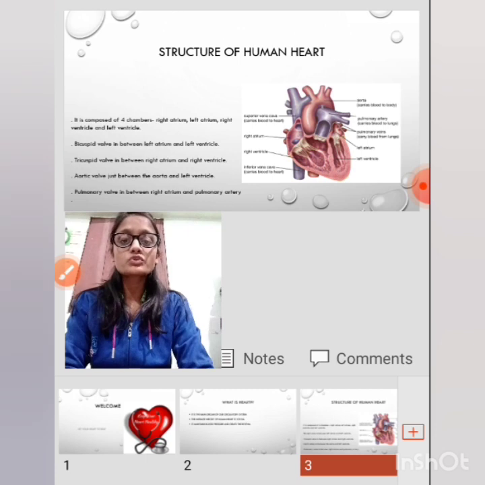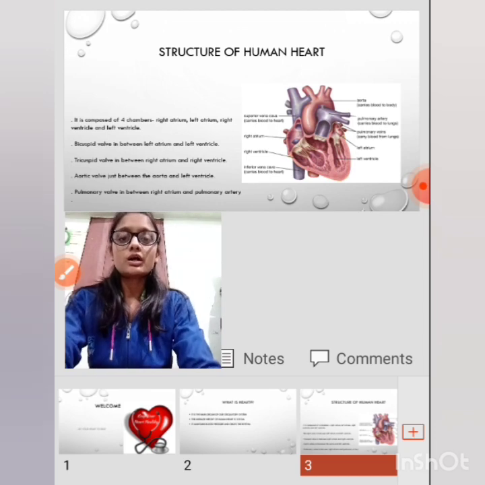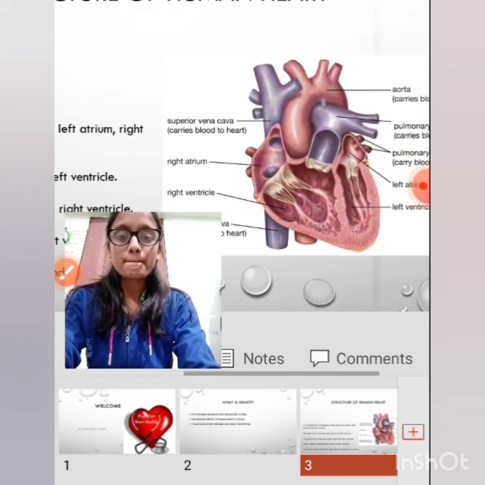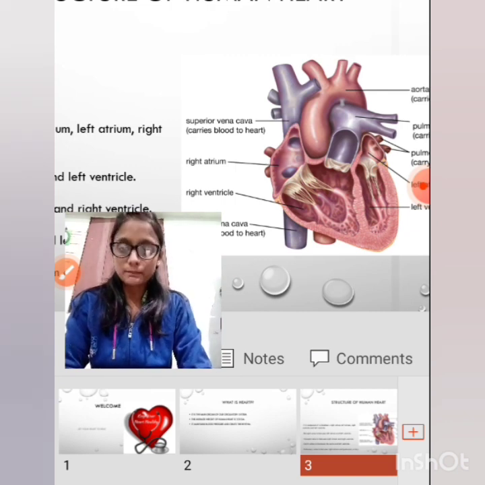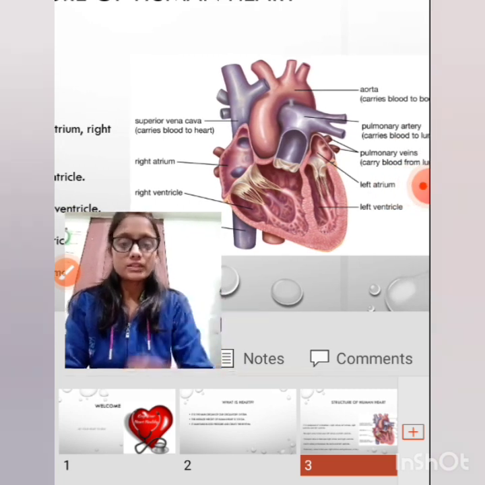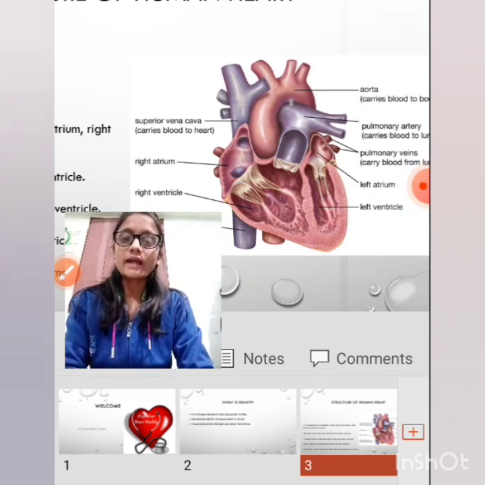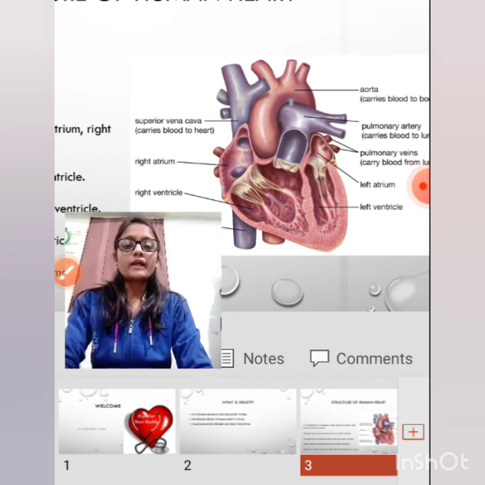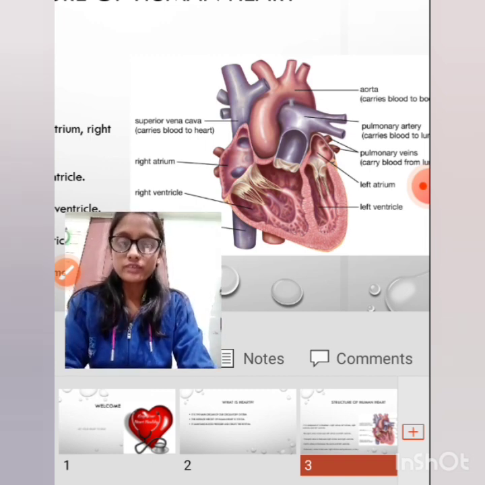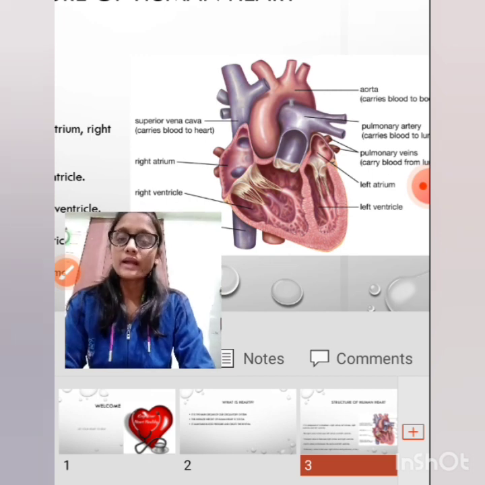Next comes the most important topic, that is the structure of the human heart. Okay, you can see in the picture, there are mainly four chambers in the human heart, that are right atrium, left atrium, right ventricle and left ventricle. In between right atrium and right ventricle there is one valve. In between left atrium and left ventricle there is another valve, and there are also some valves in between the arch of aorta and left ventricle, and pulmonary artery and right ventricle.